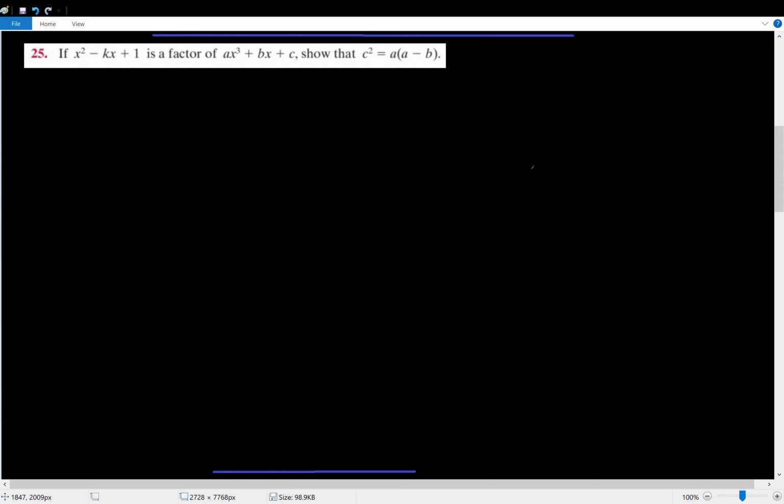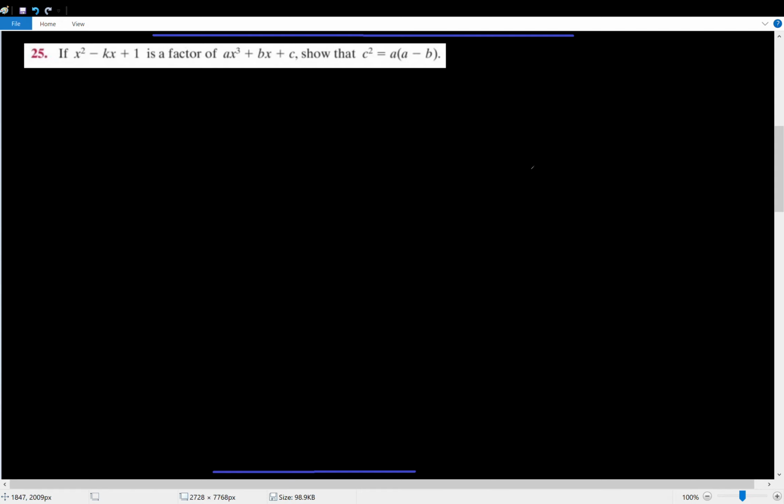This is question 25 from exercise 1.6 in text and test 4. If x squared minus kx plus 1 is a factor of ax cubed plus bx plus c, we have to show that c squared is equal to a times (a minus b).